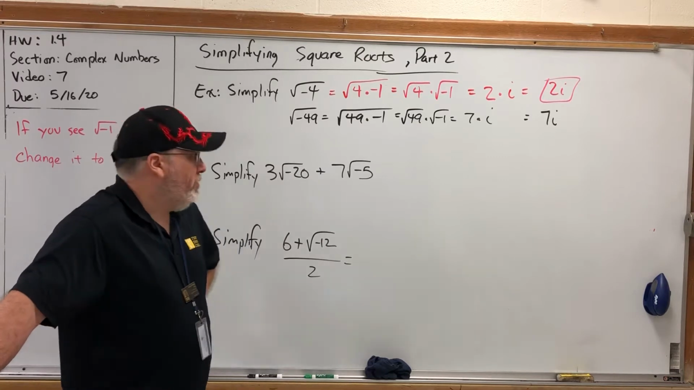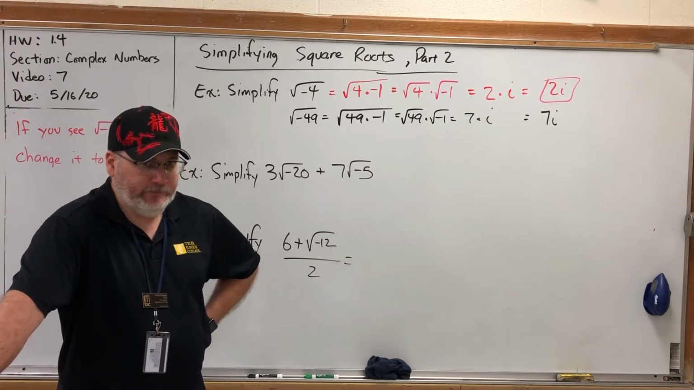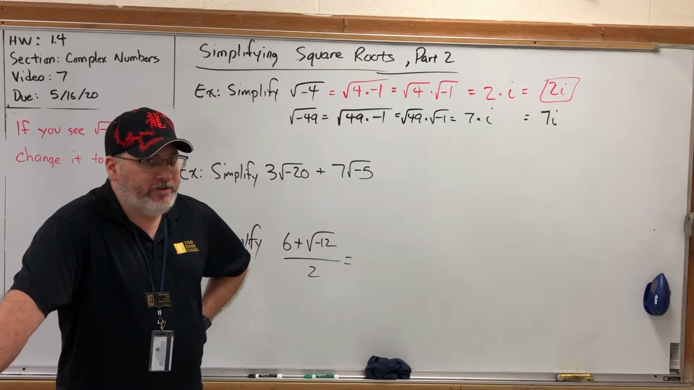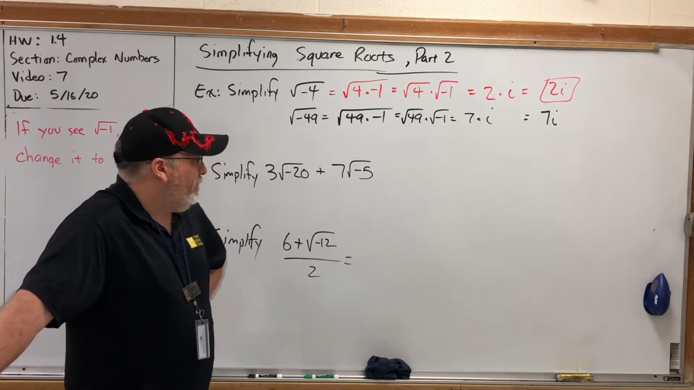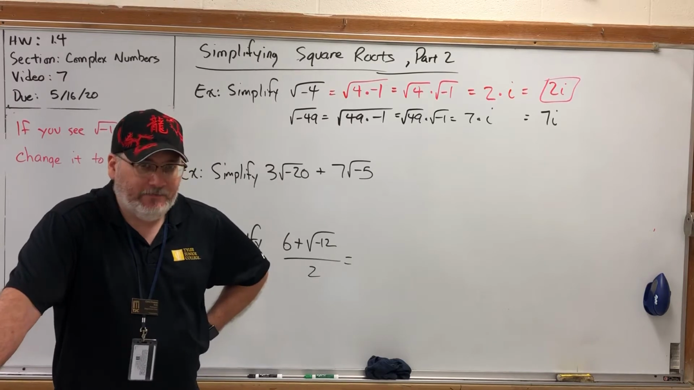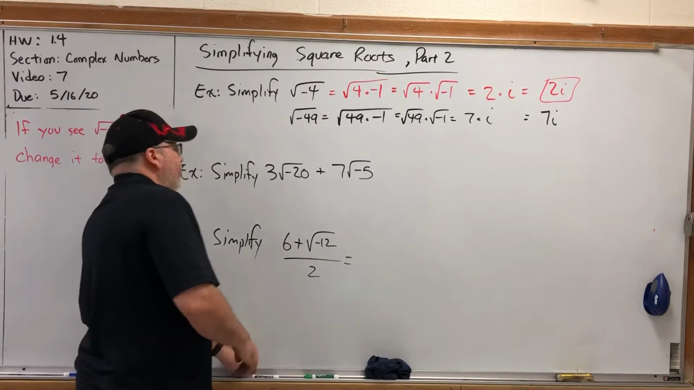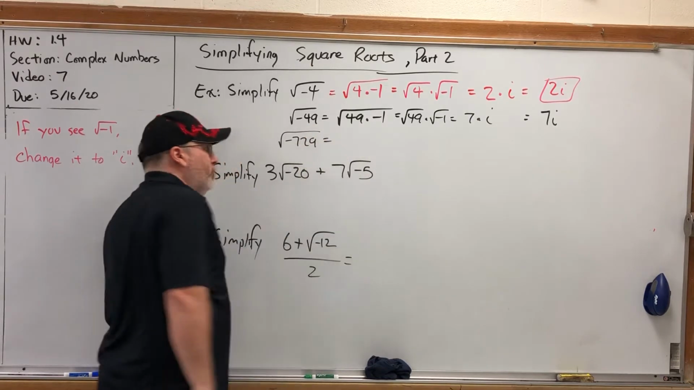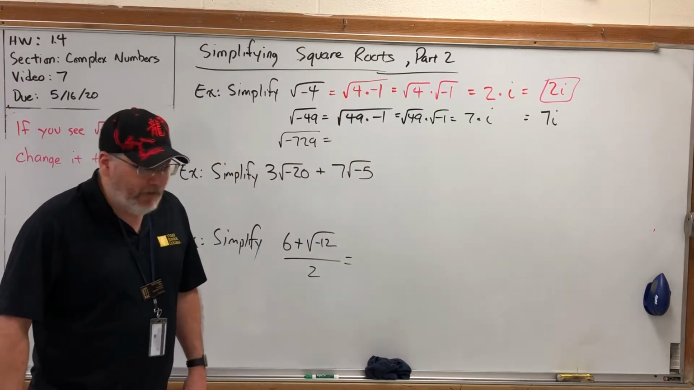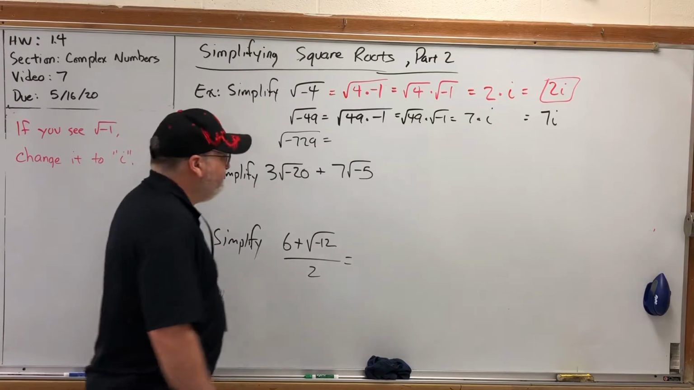What about the square root of negative 100? The square root of negative 100 is 10i. What about the square root of negative 729? The square root of negative 729 is, I don't know, but it's got an i on it.